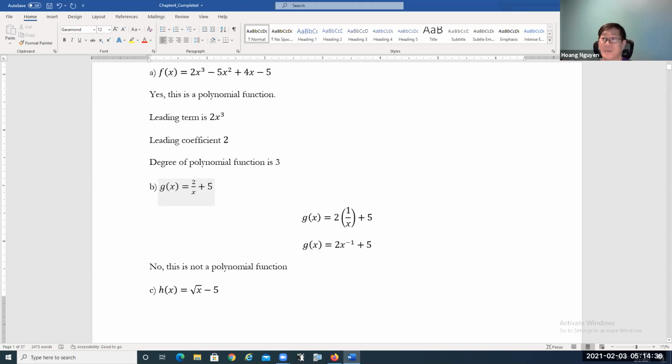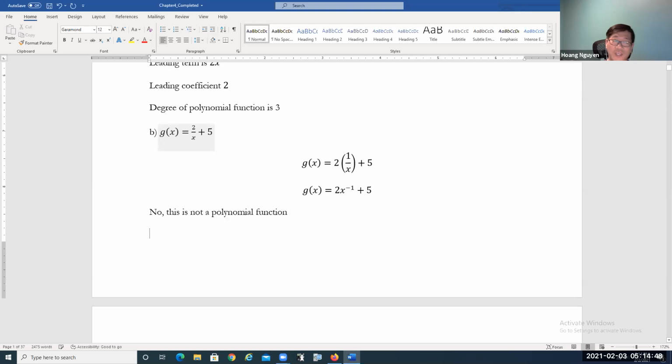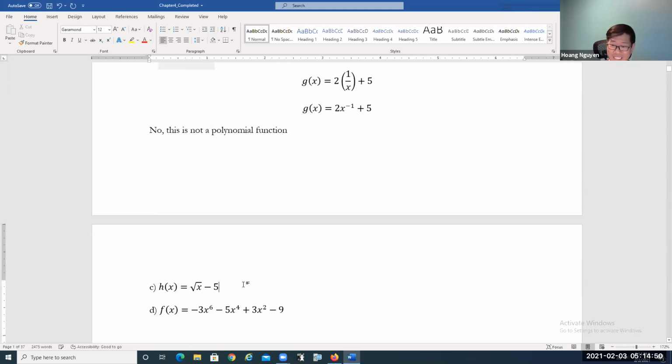Because this is not a polynomial function, you don't have to find the leading term, leading coefficient, and the degree. Similar idea over here, you can try part C and part D. I'm gonna give you the answer just in case, so you can complete the answer over here.